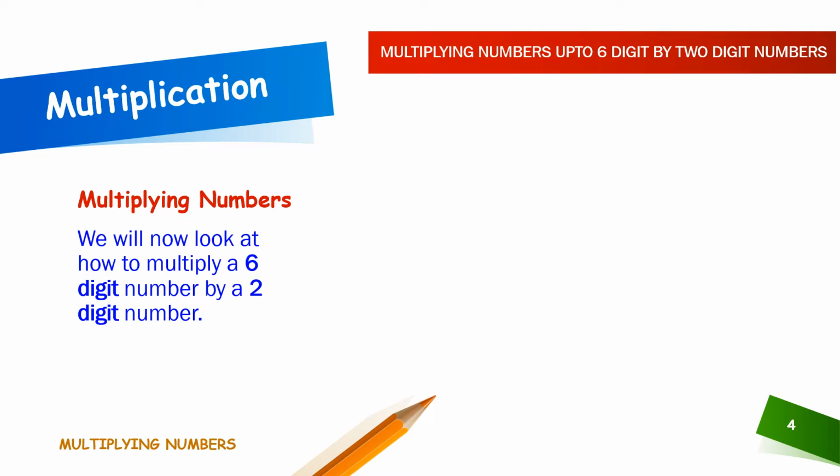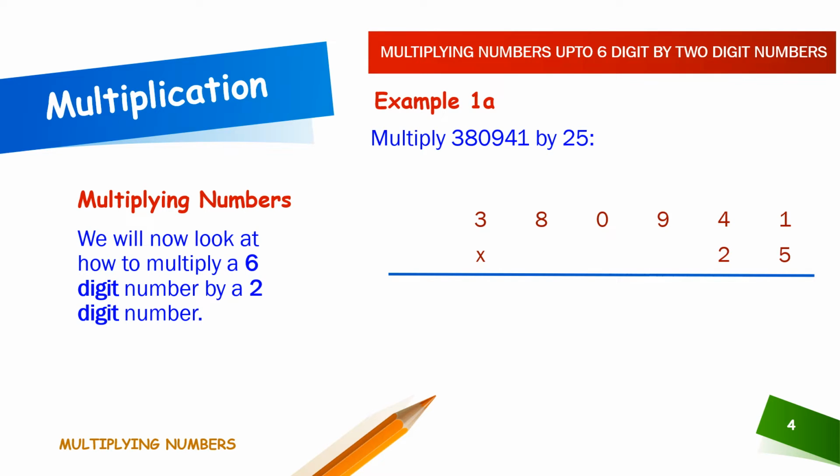We will now look at how to multiply a 6-digit number by a 2-digit number. Let's consider how to multiply 380,941 by 25. Arrange the two numbers as shown. Always put the larger number above the smaller number and ensure that you begin multiplying from the right. Consider 5 first. 5 times 1 is 5. Position the answer in the same column as the 1.